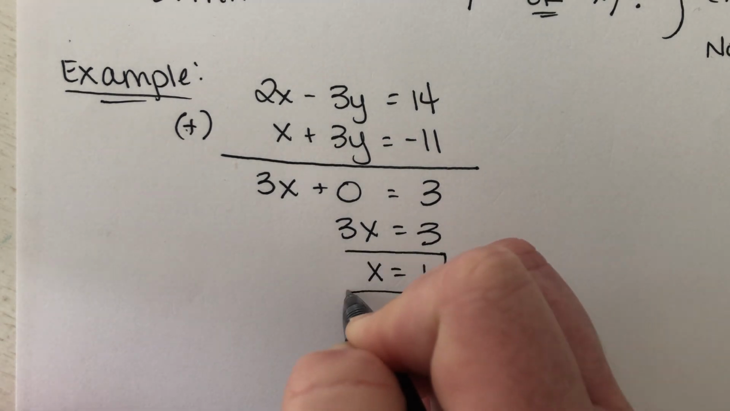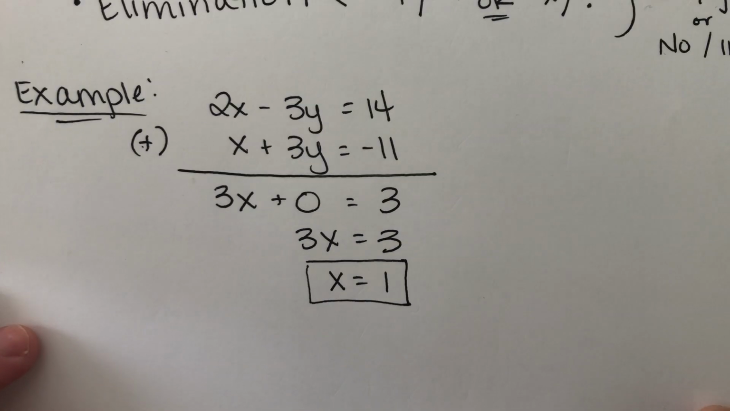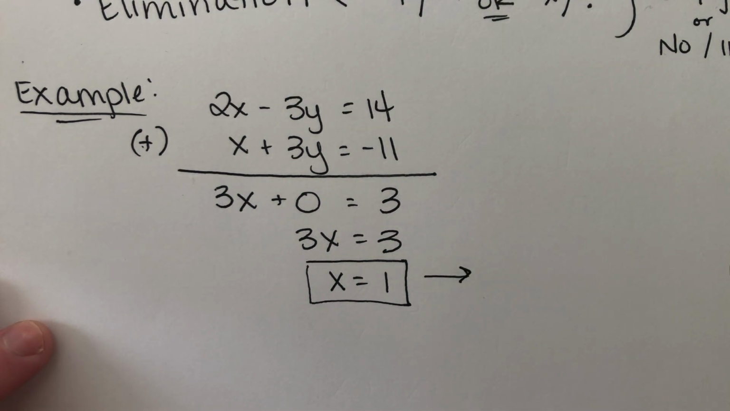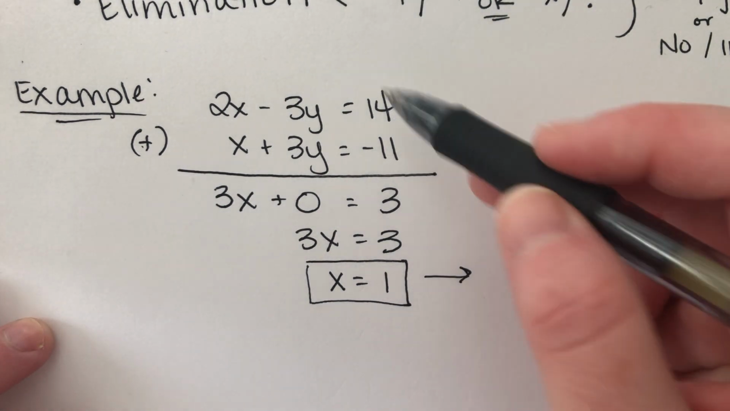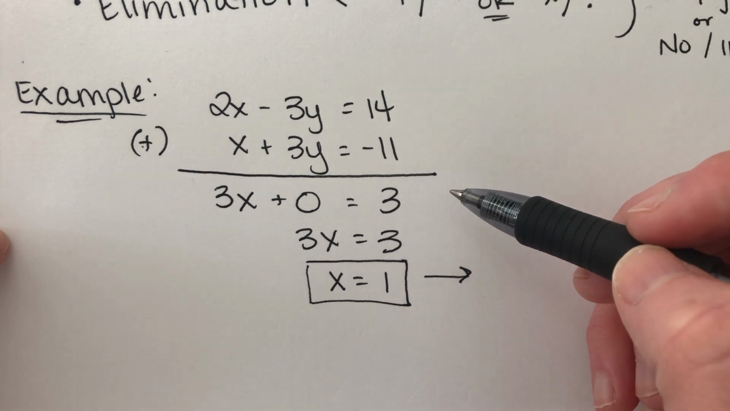Now the funny thing about elimination is you start by using elimination, but then to find the second variable, you have to go back to substitution, right? So once I find the first variable, then I'm just going to substitute it back in to find the second. And it does not matter which equation you substitute it into. You will get the same answer for y no matter what.